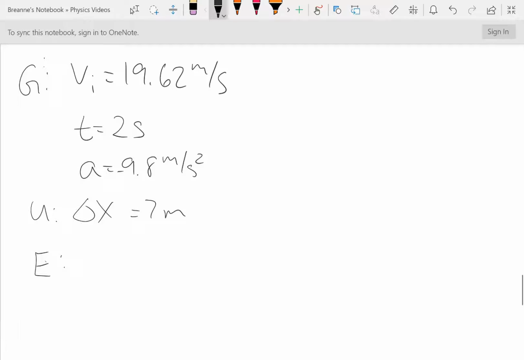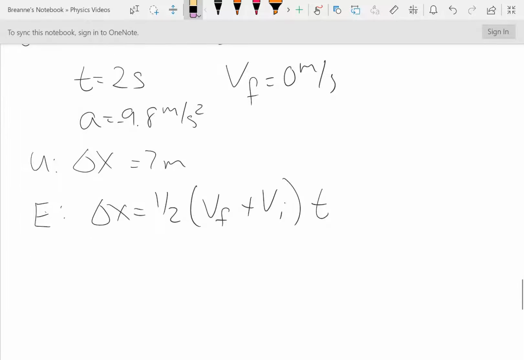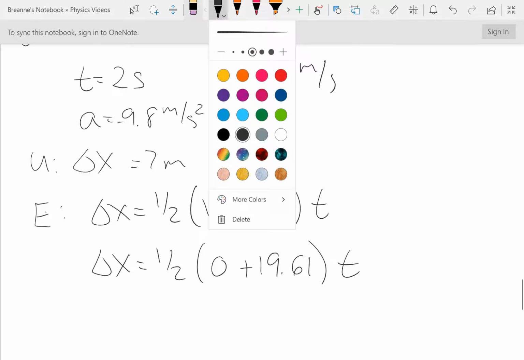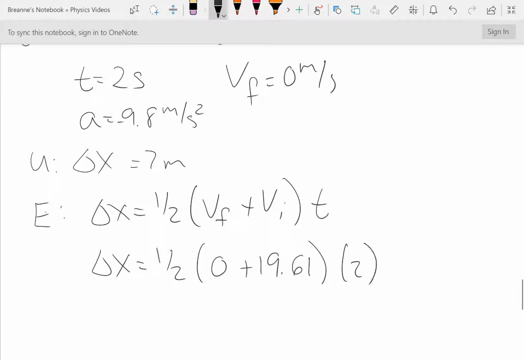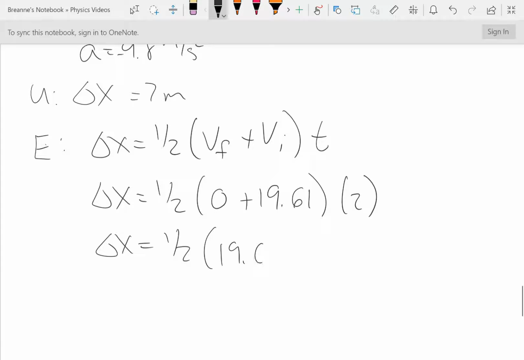Looking at our displacement, we can actually use any equation. So we can use our second equation. So delta x equals 1/2 times v final plus v initial, times t, no squared. That's from the first one. We're looking for our displacement. Our final velocity is 0. Our initial velocity is 19.61. And our time is 2. So at this point, we can just plug it into our handy-dandy calculator.